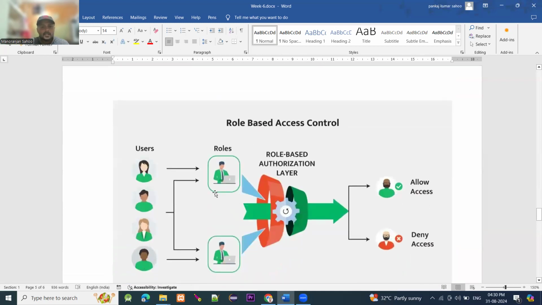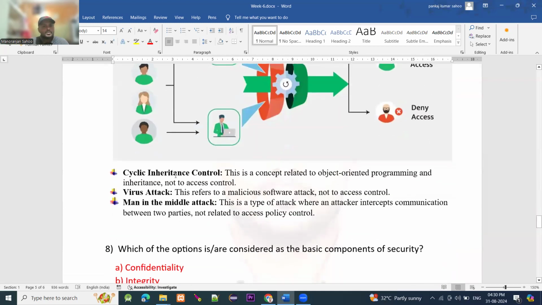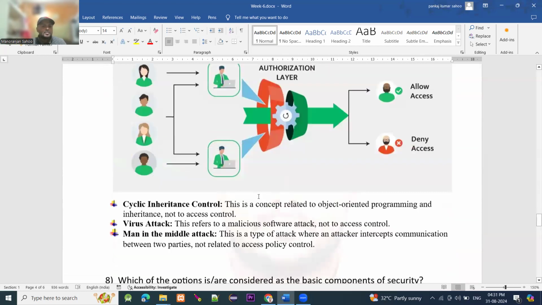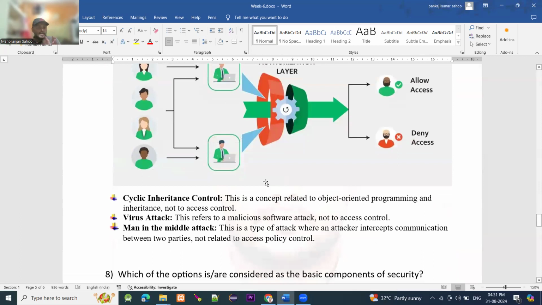What about the rest of the options? We may understand what cyclic inheritance control is. It is a concept related to object-oriented programming and inheritance, not access control. Understood? Then the second is virus attack. What is meant by virus attack? A virus attack is a malicious software attack. You may find various types of malicious software which are not authorized. It is not access control. So that is the virus attack.